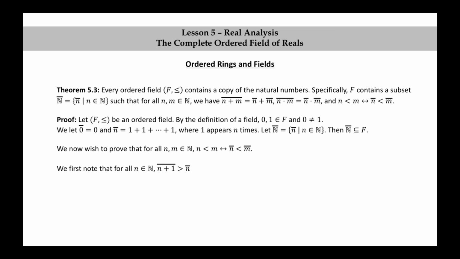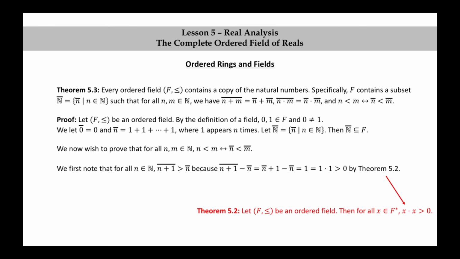We first note that for all n, n plus 1 bar is greater than n bar, because n plus 1 bar minus n bar, by the definition of bar, is equal to n bar plus 1 minus n bar, which is 1. And that's equal to 1 times 1, because 1 is the multiplicative identity for the field, which is greater than 0 by the theorem we just proved, theorem 5.2.